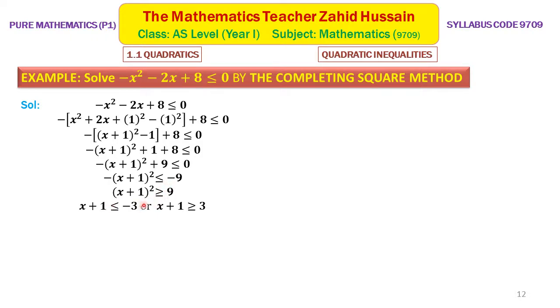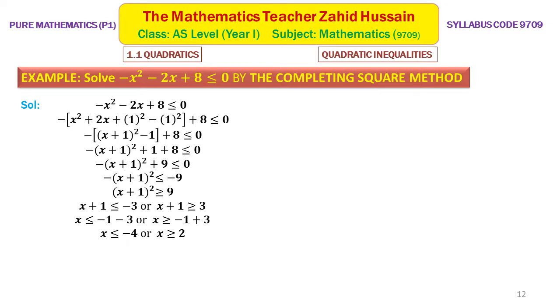Now we will solve these two inequalities, which become linear inequalities. So x is less than or equal to minus 4, or x is greater than or equal to 2. So this is the solution of this inequality, which we have solved by the completing the square method.